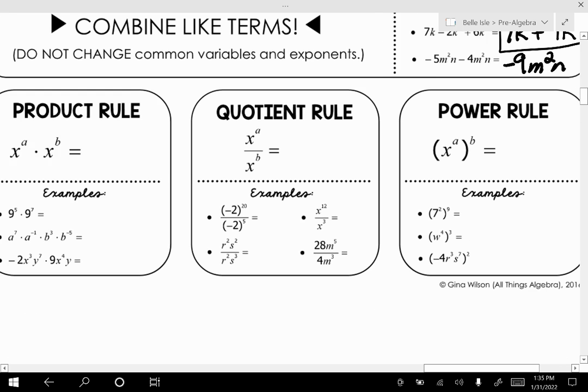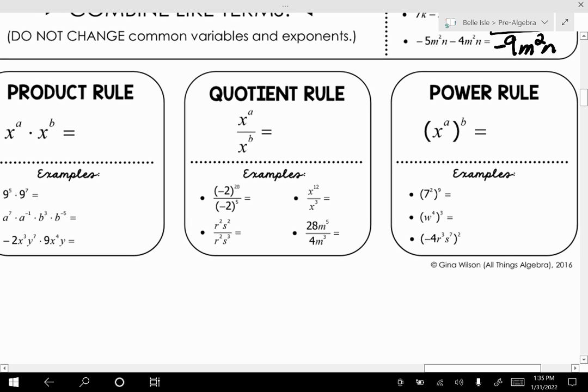Okay? Product rule. When we think product, we think multiplication. Okay, so we have x to the a times x to the b. What's that going to be? Bases are the same, so the bases stay the same. So we have x. Now, on product rule, this is kind of counterintuitive to what you think. When we are multiplying numbers that have exponents, you add the exponents together.